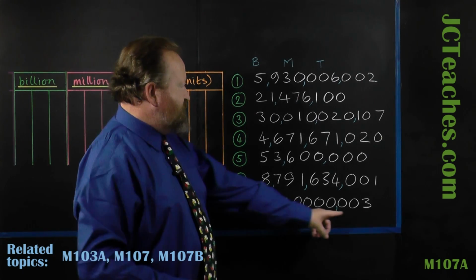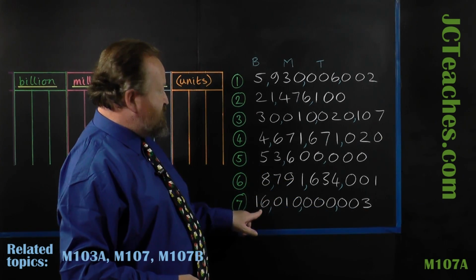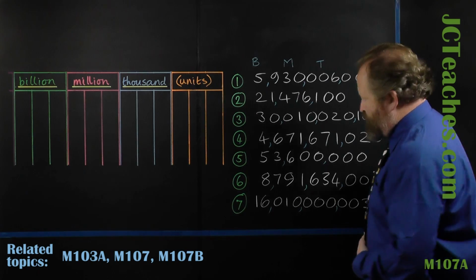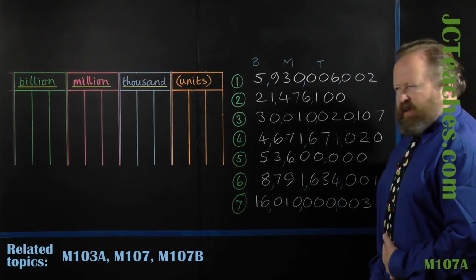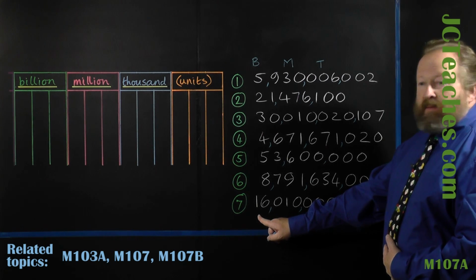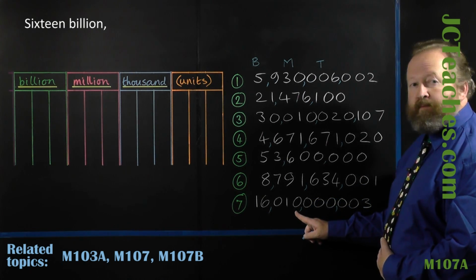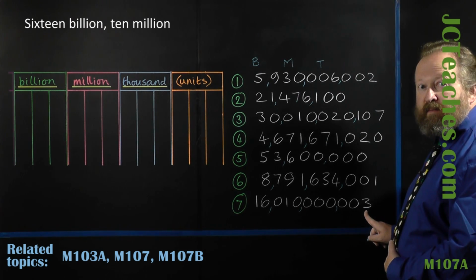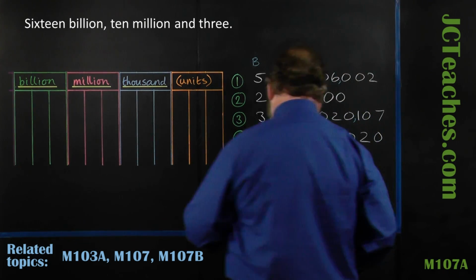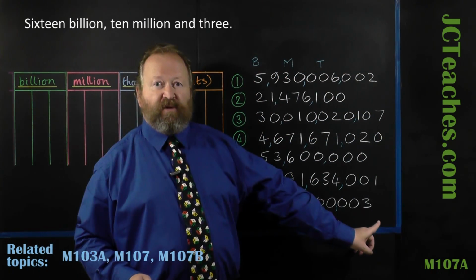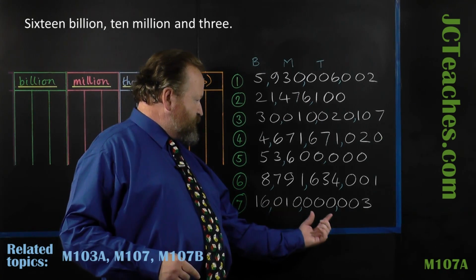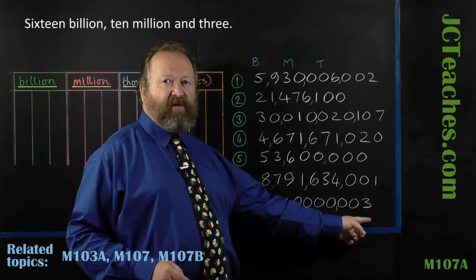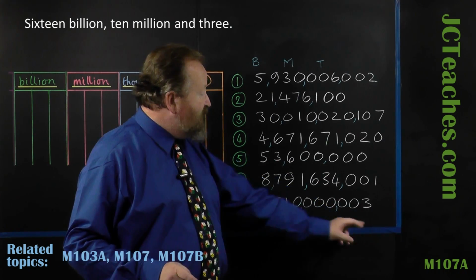There. So we've got hundreds, tens and units, thousands, millions, billions. Having difficulty not covering this up with my somewhat ample stomach here. 16 billion. 10 million. And 3. Quite interesting in that there's a very large number of zeros in the middle. So we don't have any thousands or hundreds and tens, but there's a 3 at the end.